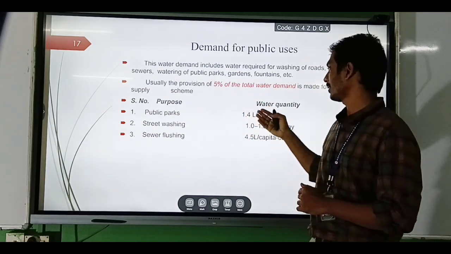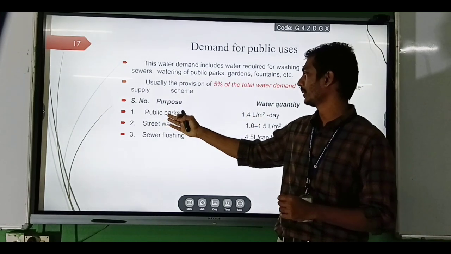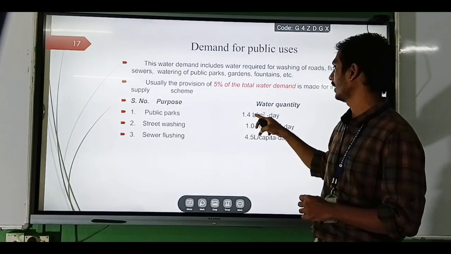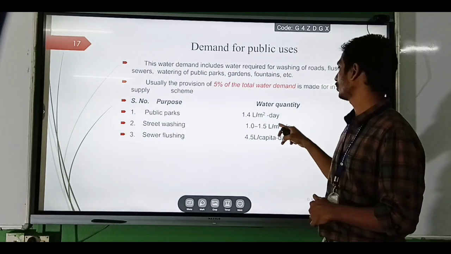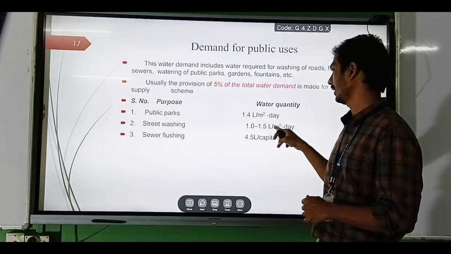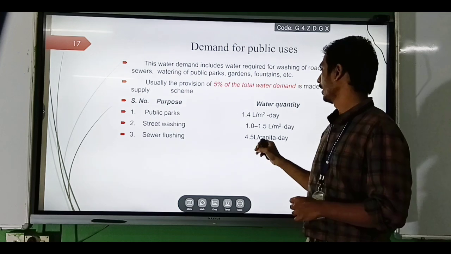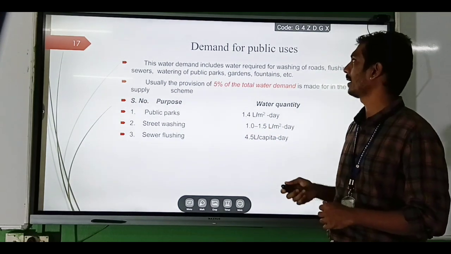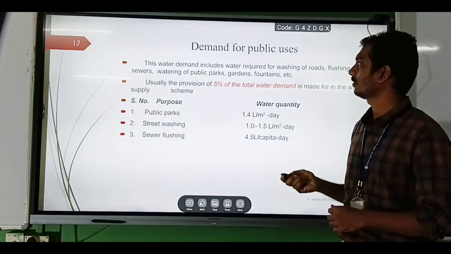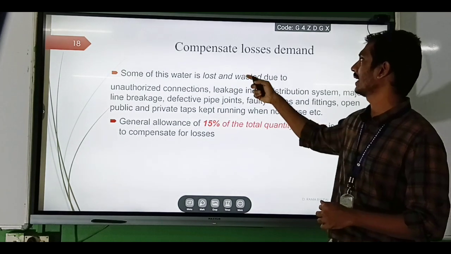And these are some statistics: for public purposes, you need to supply 1.4 liters per meter square. For street washing, for every 1 meter square, you need to provide 1 to 1.5 liters. For sewer flushing, you need to provide 4.5 liters per capita per day. So this is about the demand for public uses. Next, we will go to the compensate losses demand.